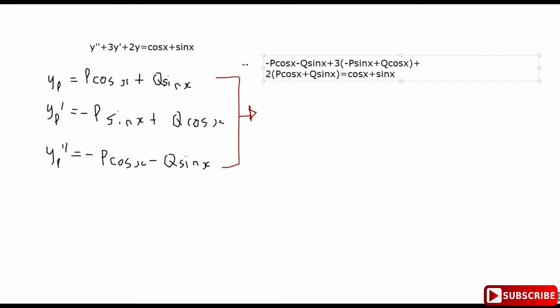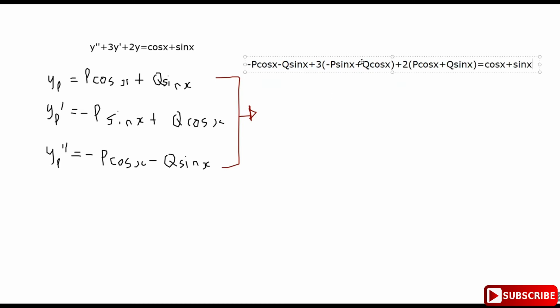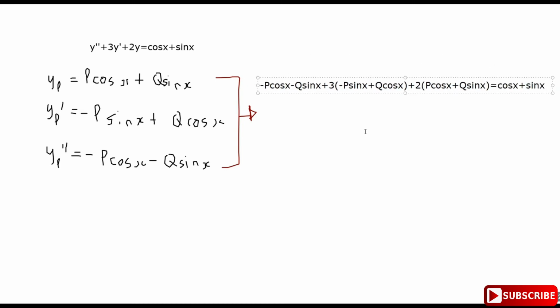All we're going to do is simplify both sides and solve for p and q. So solving for p and q now, let's expand the left-hand side. The left-hand side will become minus p cos x minus q sin x.